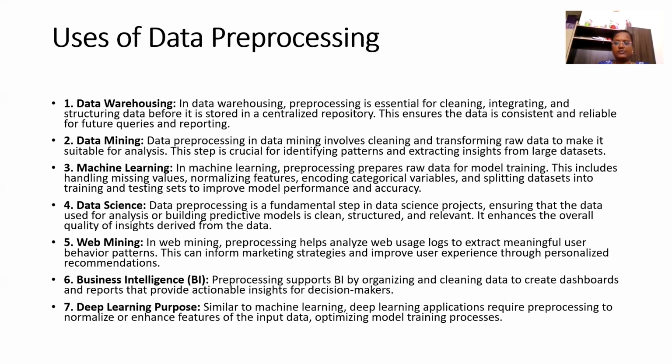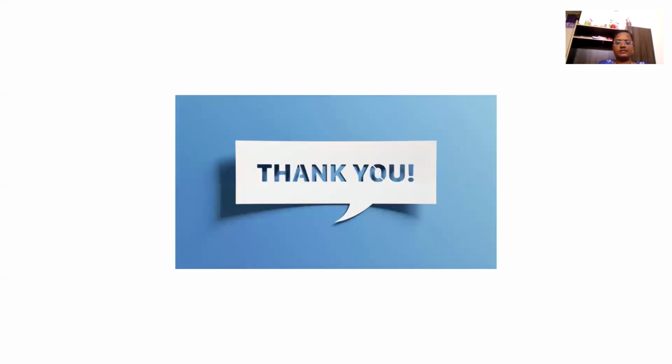So these are the uses of data pre-processing. As I said, we can use it in data warehousing and data mining. In machine learning, we can use pre-processing. In data science, we can use web mining, business intelligence, and deep learning. In all these applications, we can use data pre-processing and outlier detection. Thank you. We can select any suitable technique and apply it to any of these application areas as research.